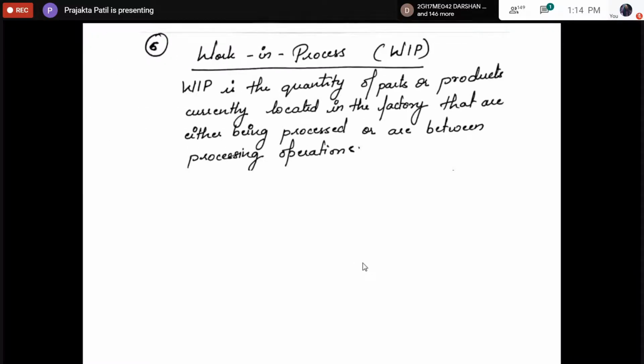Moving on to the last performance measure, that is work in process. Work in process is the quantity of parts or products which are currently located in the factory that are either being processed or are in between the processing operations.